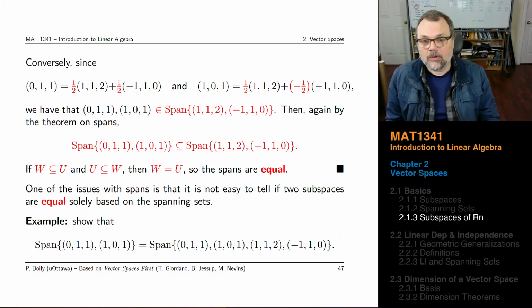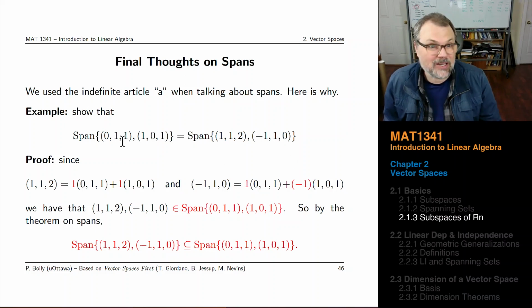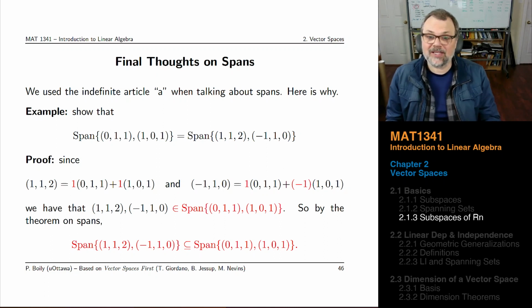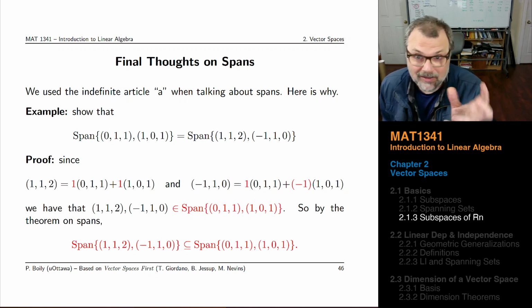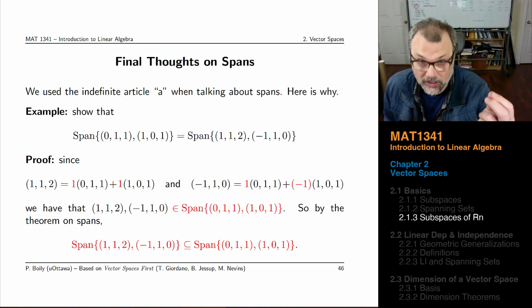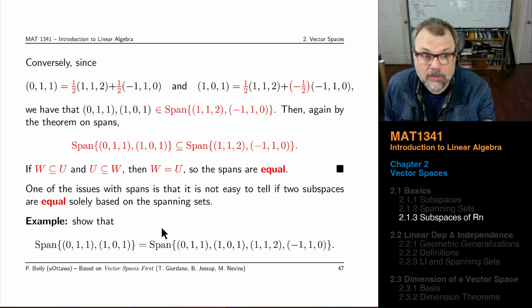Sometimes, though, the span of two vectors will not be equal to the span of two other vectors. You can't really tell just by looking at things. It's not always obvious. I mean, sometimes it is obvious, but some of the times it is not. So there's a bit of ambiguity there. The spanning sets for a given span are not unique. And sometimes they don't even have the same number of vectors in the spanning set, and they still give the same spans.